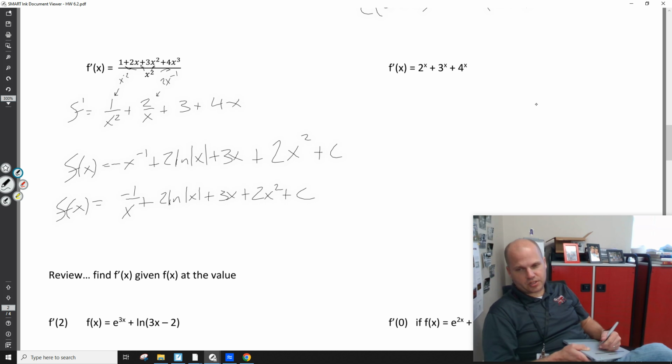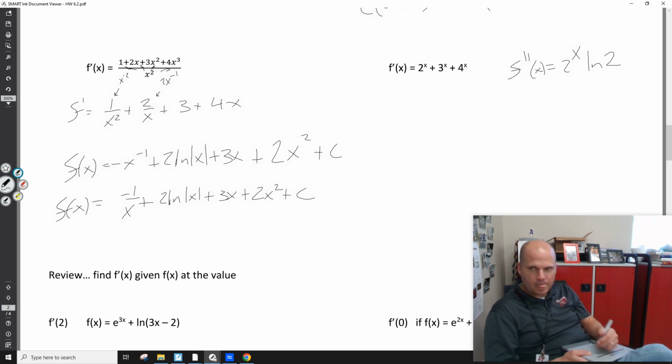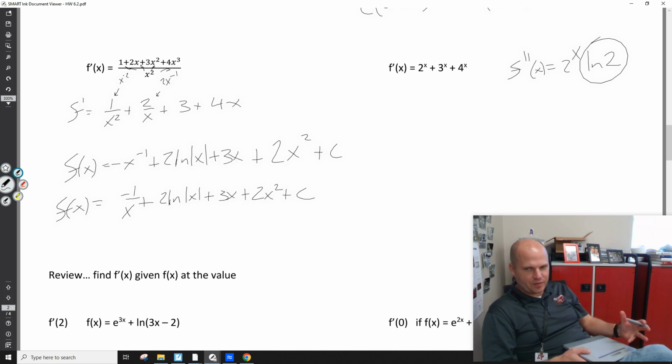Okay, we did this in class. Remember what the derivative of a number to the x power is. It's a number to the x times the natural log of the number. This is a number that comes out of the derivative. This is tricky for a lot of students, but watch.